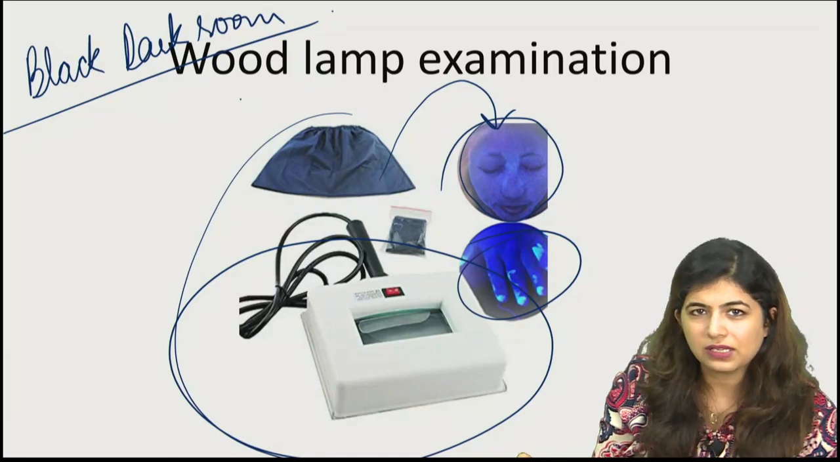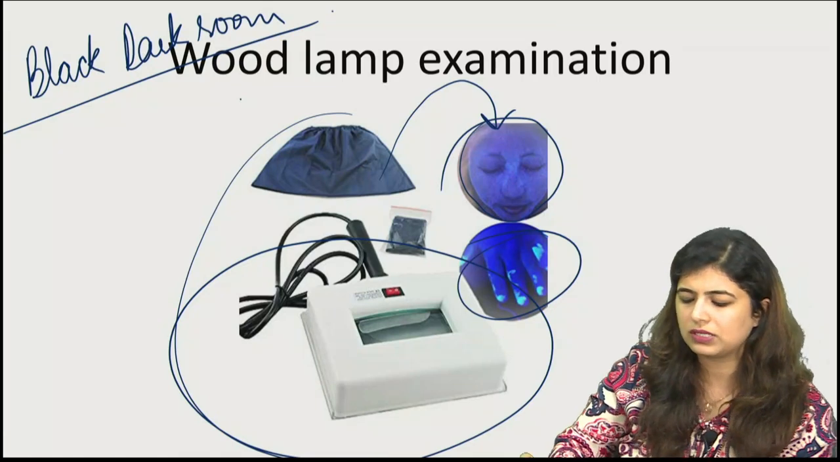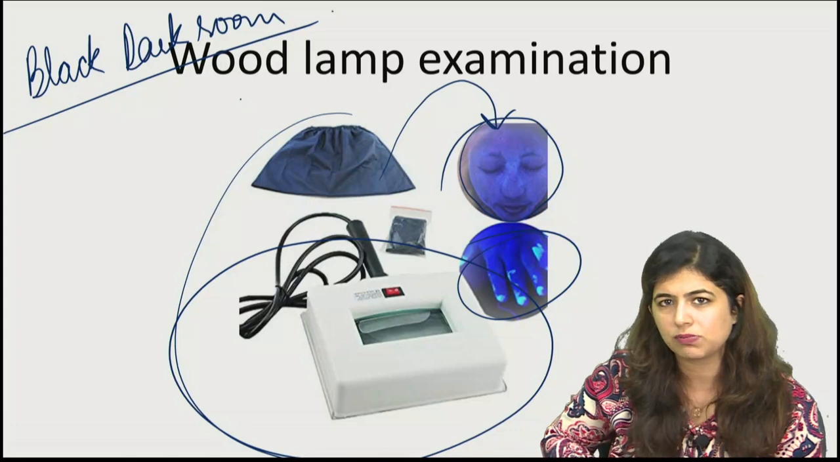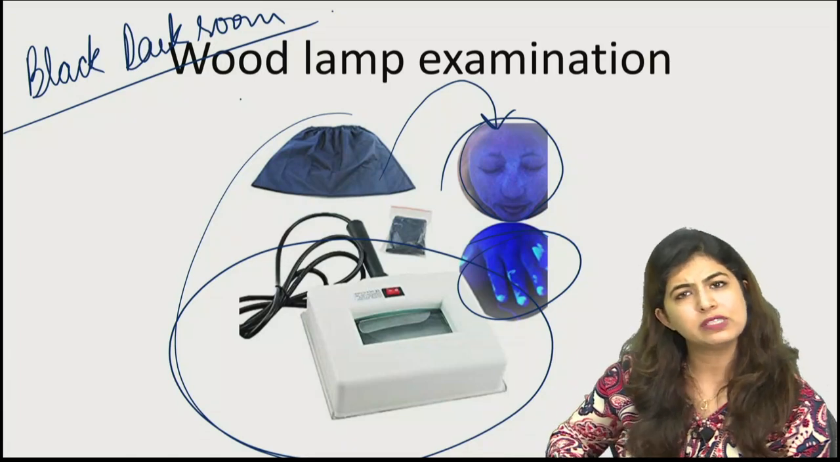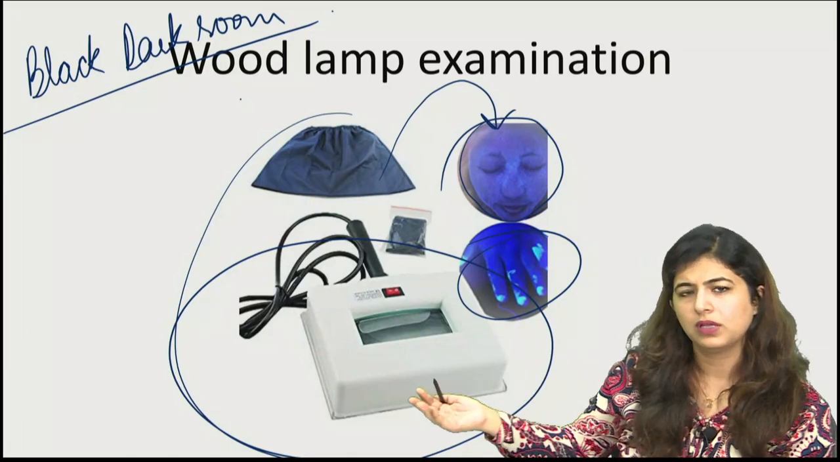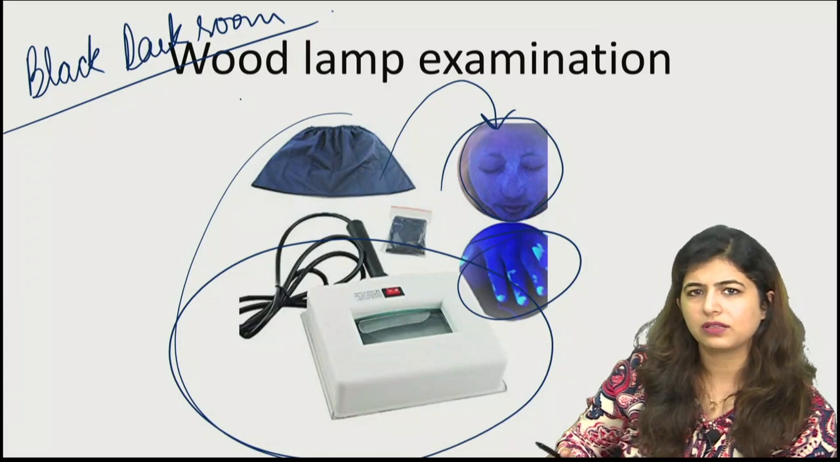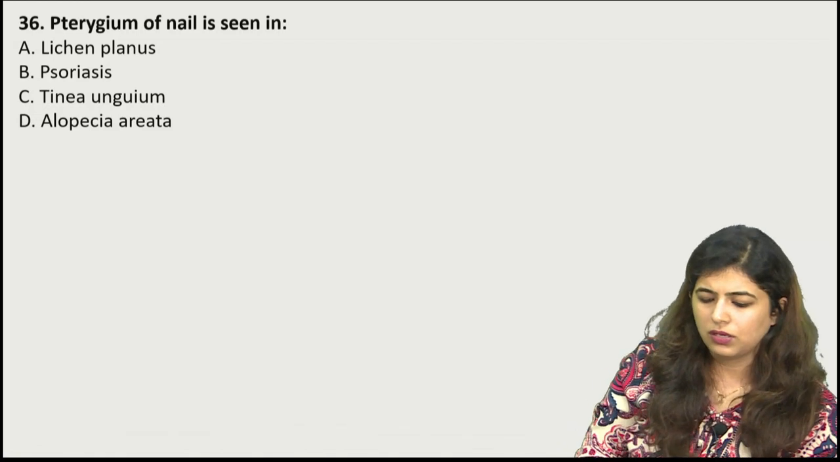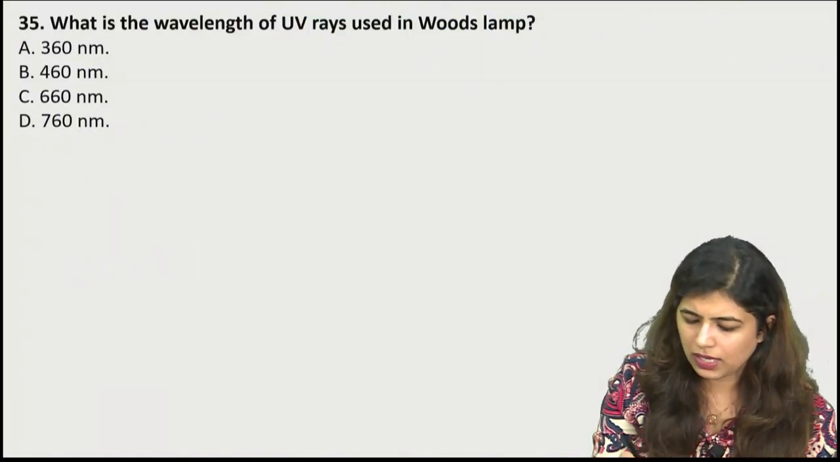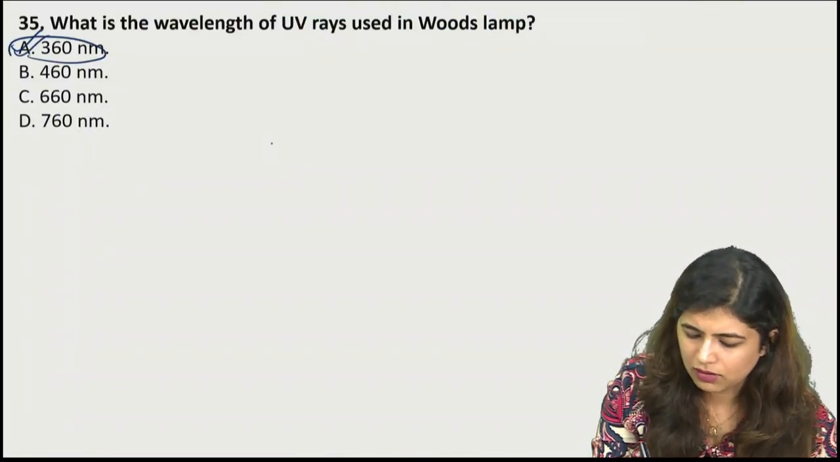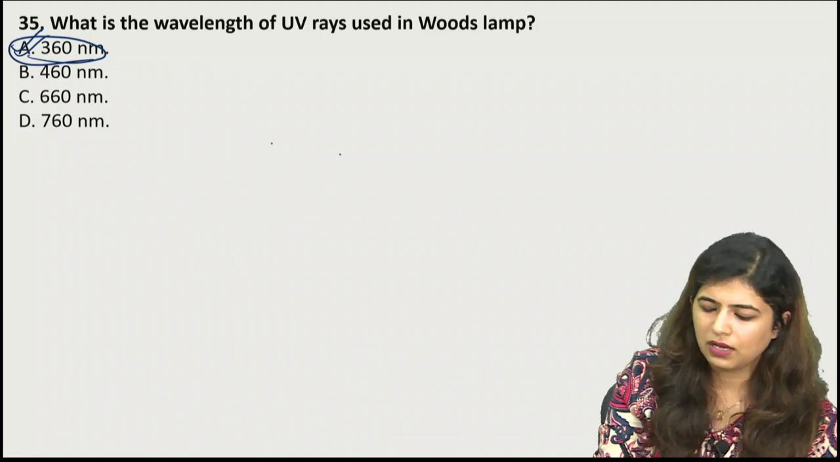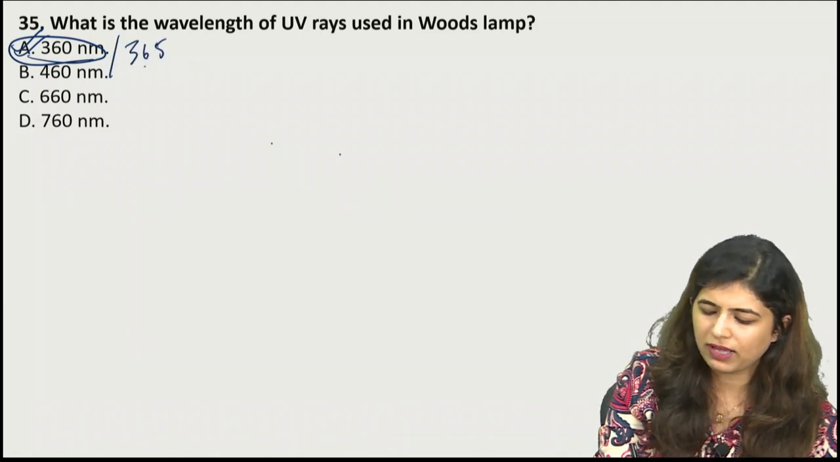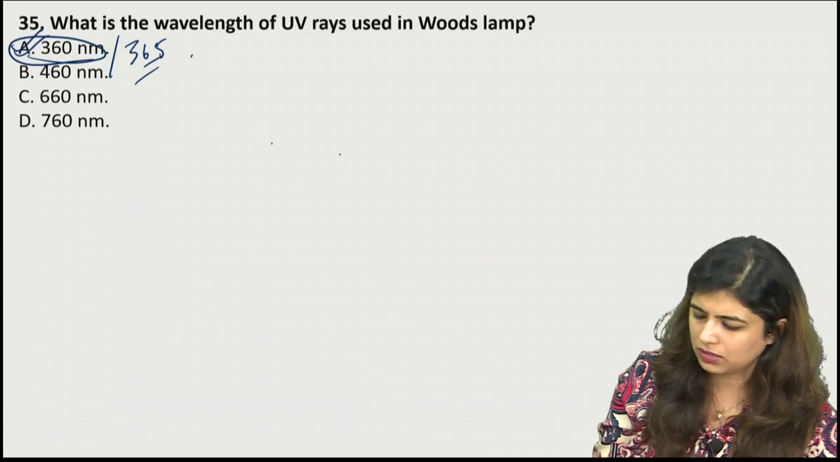What are the findings in every patient of a disease are also important questions with respect to Wood's lamp. But we have a separate question coming up subsequently. I'll be covering that part there. So the answer to this is A, option 360. However, if it was 365, that would also be correct.